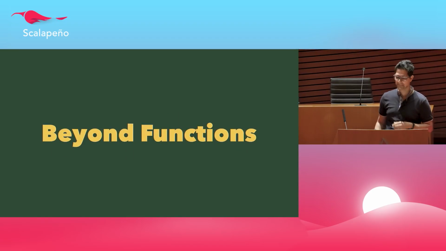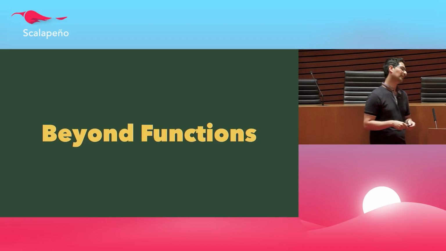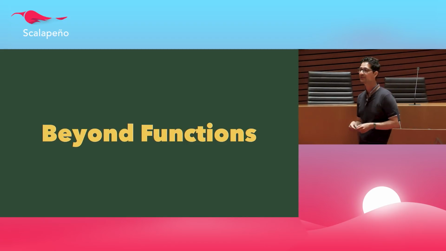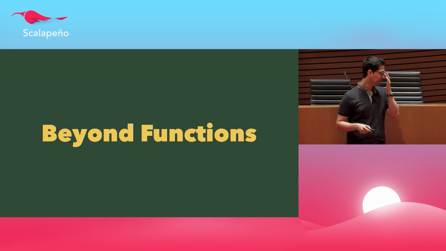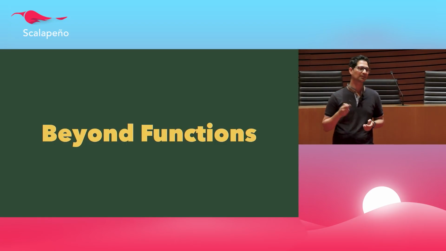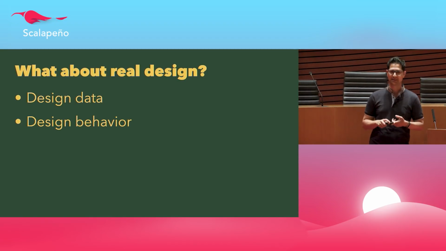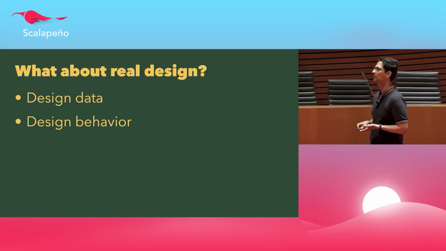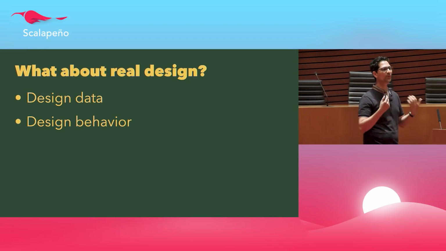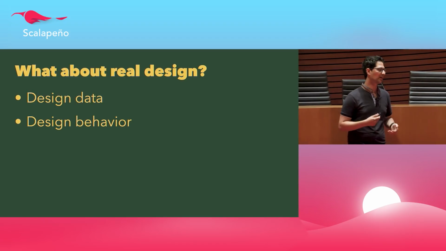So we talked about functions, right? About total functions, pure functions, parametric functions. But, of course, functional programming is programming with functions. But we all know that software is not only functions, right? Software is about designing data and designing behavior. It's beyond functions, right? There is something else there. If you want to build a full-fledged application, you can't just start writing functions. It's not going to work out.